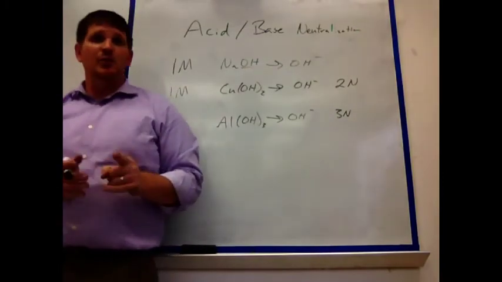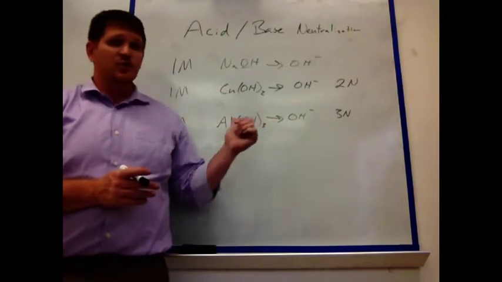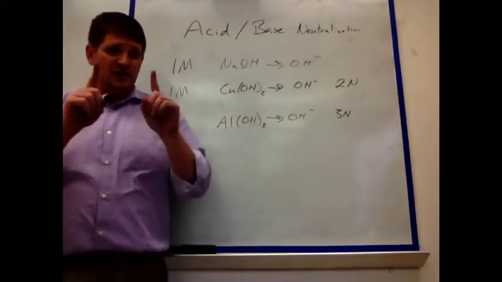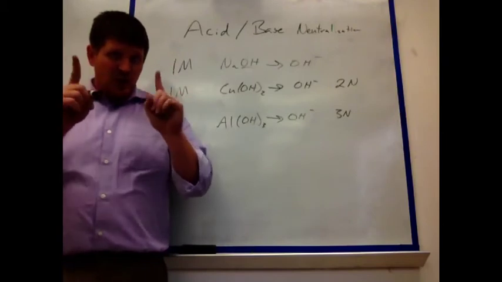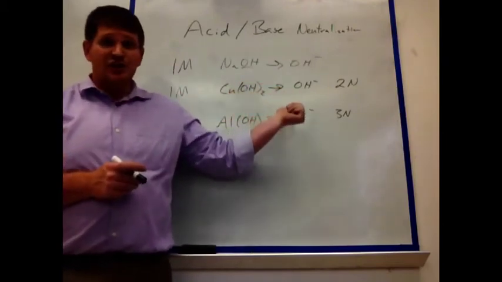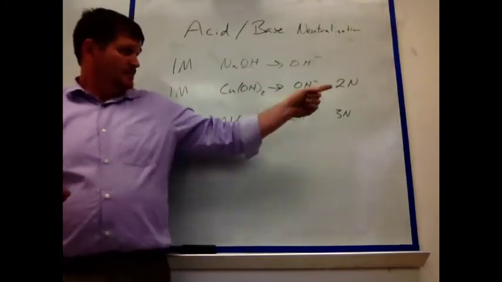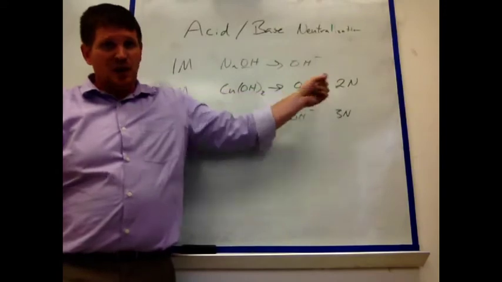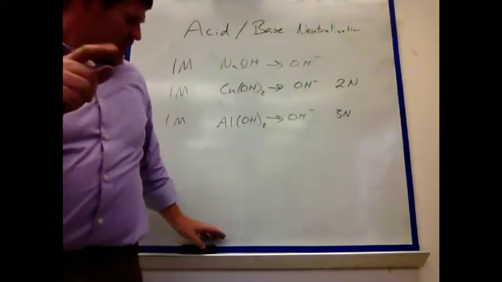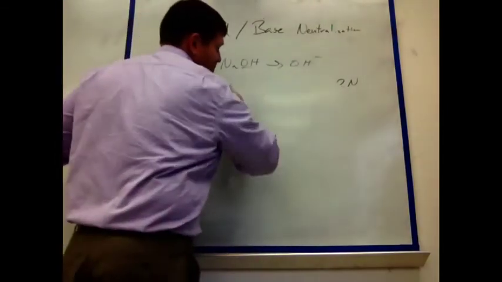So normality is important when you have more than one thing. So if I have more than 1 OH or more than 1 H, I don't need to even worry about it if I'm just dealing with something that is equal equivalents on both sides. So if I have CuOH2 and H2SO4, it doesn't matter if I do normality or molarity, because both of them are going to offset each other. So that's an important thing, and we'll see some examples with that in the next couple days.